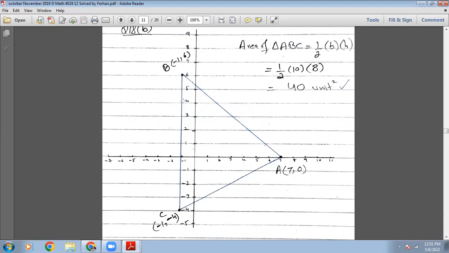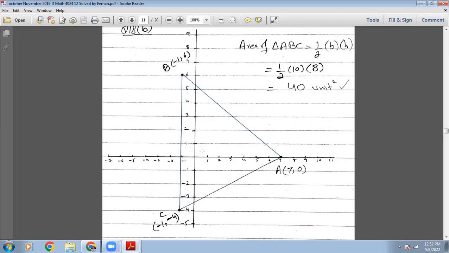So once I have drawn this, I will suppose that this is the base, and it's a vertical line. So it's going from -4 to 6. So this base is 10, and this is the height from the third vertex to this line BC. This is perpendicular to this BC side. So this is the height of the triangle. It's going from -1 to 7, so it's 8.